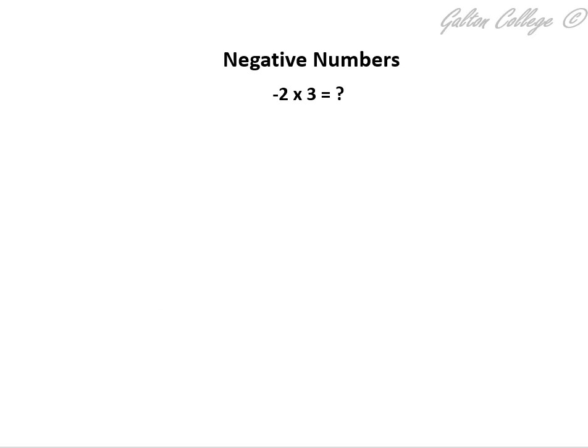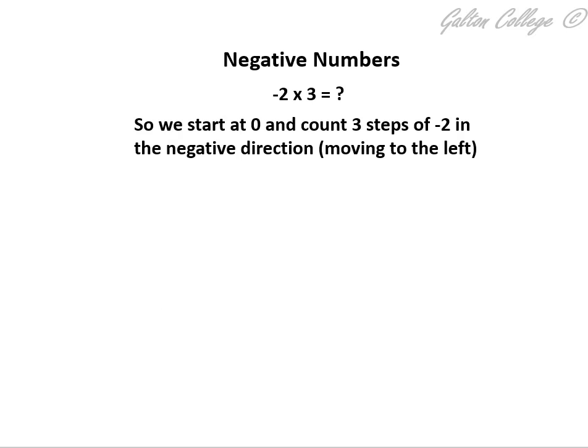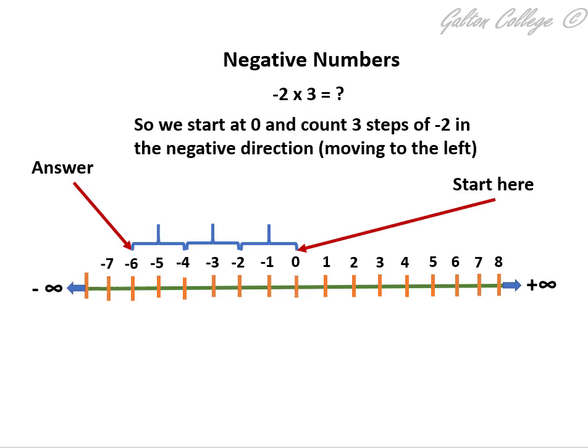Minus 2 times 3. So we start at 0 and count 3 steps of -2, moving to the left. So we're moving in the negative direction. So we start here. Let's start at 0. So now we have a base. We start here. We go -2. Now times 3. So we do that 3 times. So there's one set of -2, another set of -2, another set of -2. So the answer is -6.